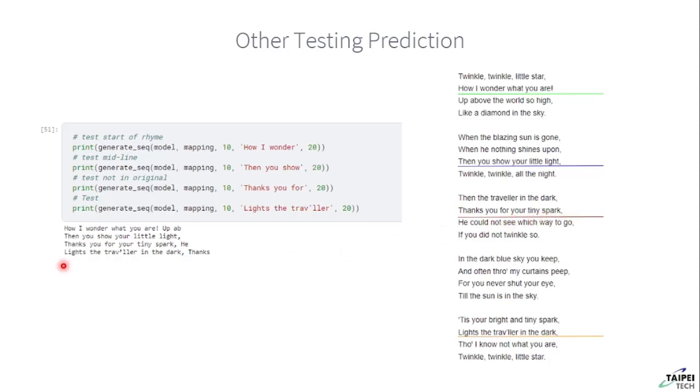Then "Thanks you for your tiny spark." Yes, correct. And then the last is "Like the traveler in the dark." And the prediction is "Like the traveler in the dark." The testing data in our models can almost be validated against our dataset and is almost correct, with an accuracy of about 0.99.